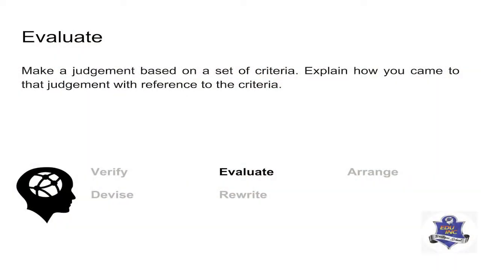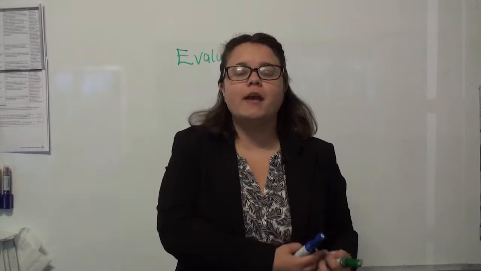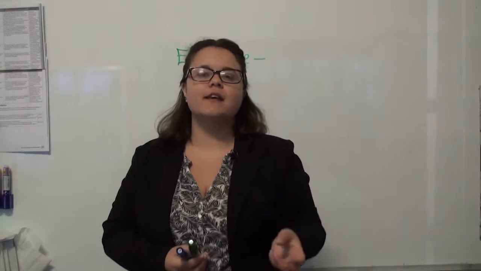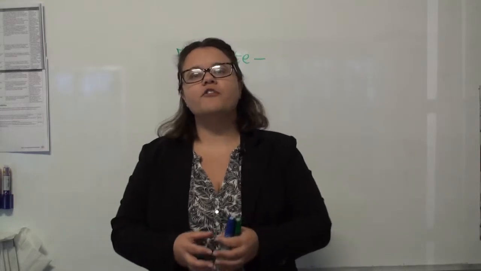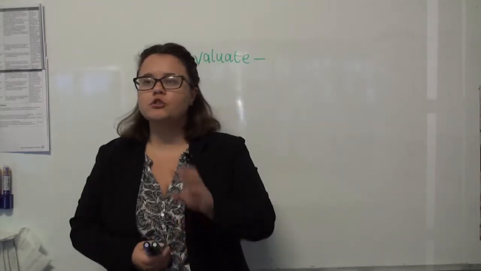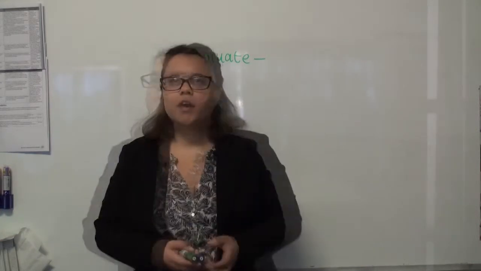The next verb that we're going to be looking at is the verb evaluate. To evaluate means to essentially make a judgment based on a set of criteria. So you're going to explain how you come to make a judgment based on your knowledge, and you'll have to reference the evidence. Okay, what does criteria mean? Based on a set of facts, a situation. So criteria is asking you to look at a set of facts and then make a decision based on that. Okay, so that's a good question.